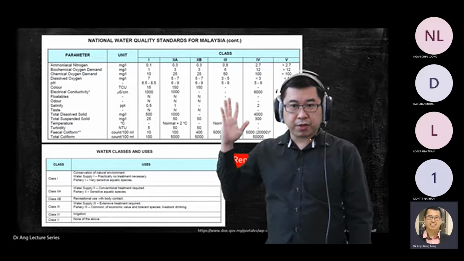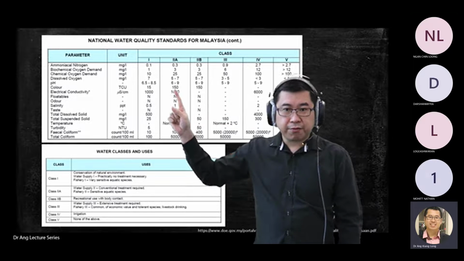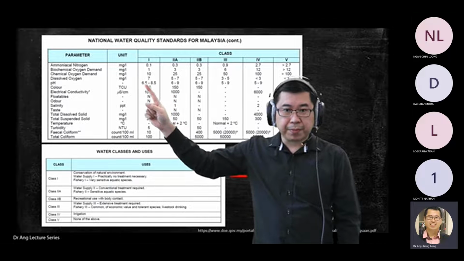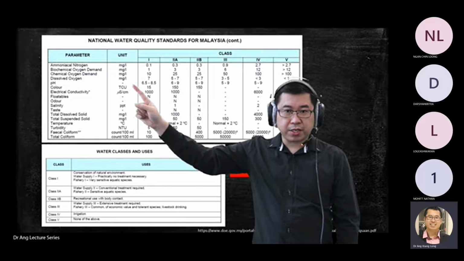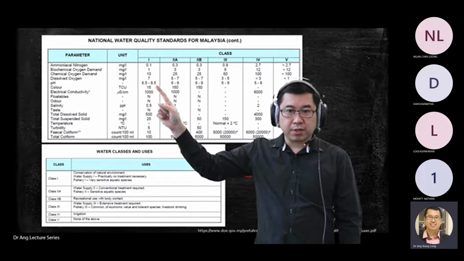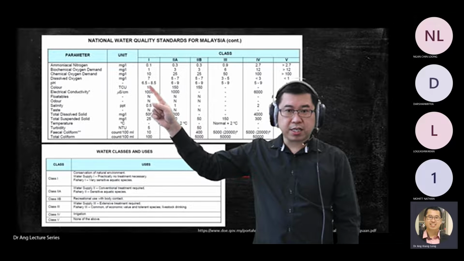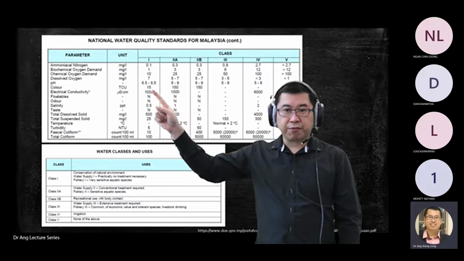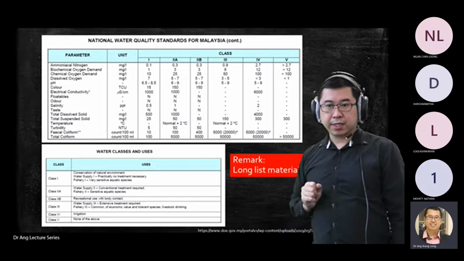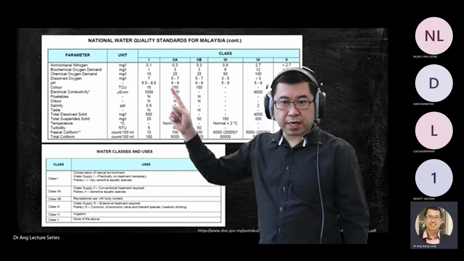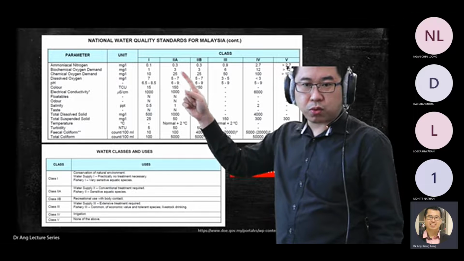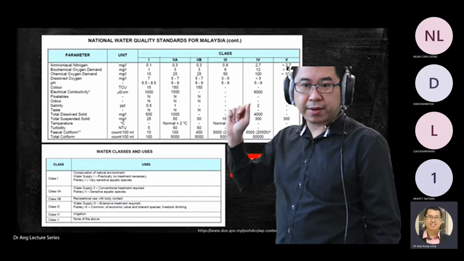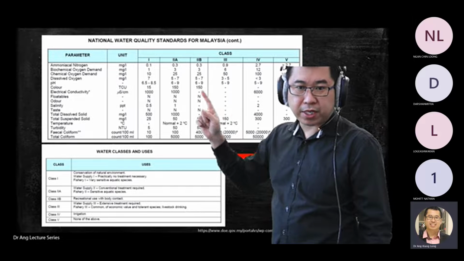So if you refer to this table, let's say I pick the pH. I'm not sure whether you can see, but for the pH row, if the pH level in the water they measure is between 6.5 to 8.5, it falls under class 1 water. Then if the pH level is in the range of 6 to 9, it falls under 2A, and so on. So they will have all these parameters.